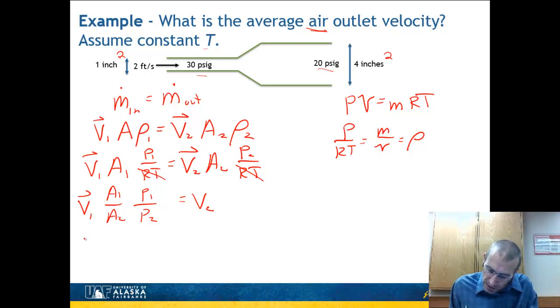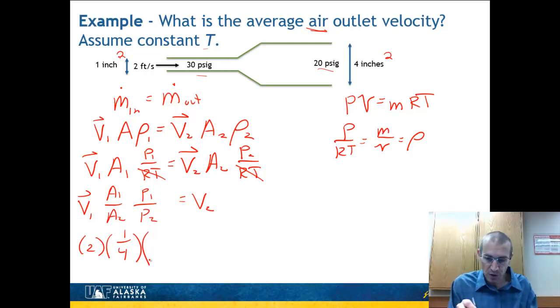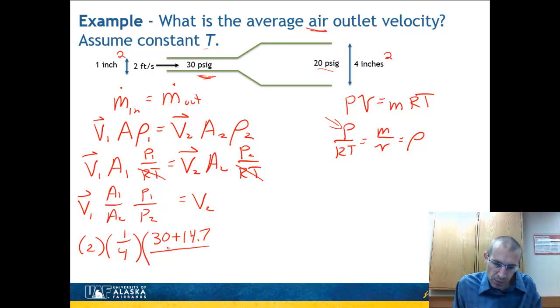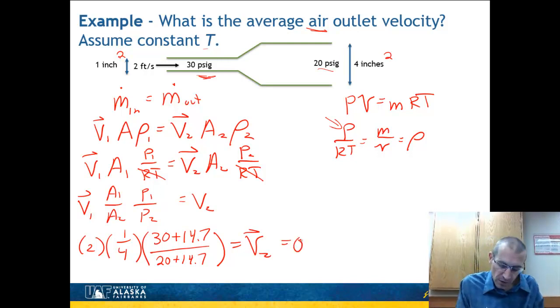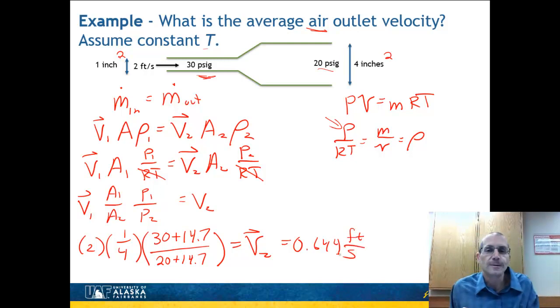So the initial velocity was 2 feet per second. The ratio of my areas is 1 over 4. And now I've got my pressures where I have 30 and 20. But we want to be careful here because this is an absolute pressure and this was given in a gauge pressure. So P1 is going to be 30 plus 14.7 over 20 plus 14.7. So these are absolute pressures, because I'm using the ideal gas law to get my density relation. And that right there is equal to V2. And that velocity is about 0.644 feet per second.